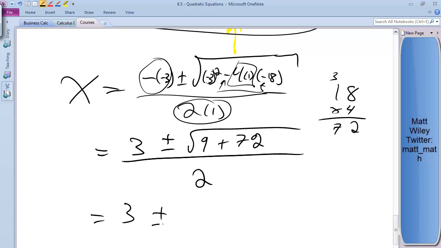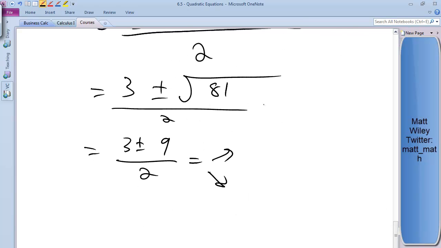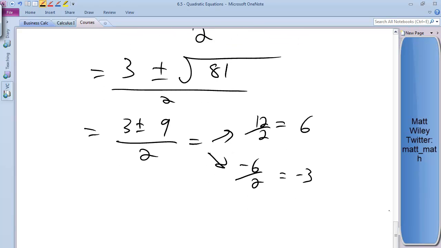So I've got 3 plus or minus the square root, 9, 10, 11. This gives me 81 all over 2. This gives me 3 plus or minus. I know what the square root of 81 is. It's 9. And now I have my two possibilities. I either have 3 plus 9, which gives me 12 over 2, or I have 3 minus 9, which gives me -6 over 2. This gives me an answer of 6. This gives me an answer of -3. So either x equals 6 or x equals -3.